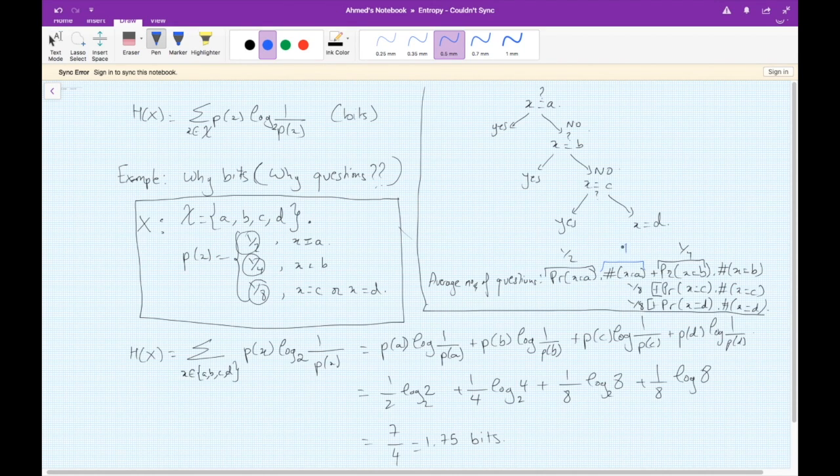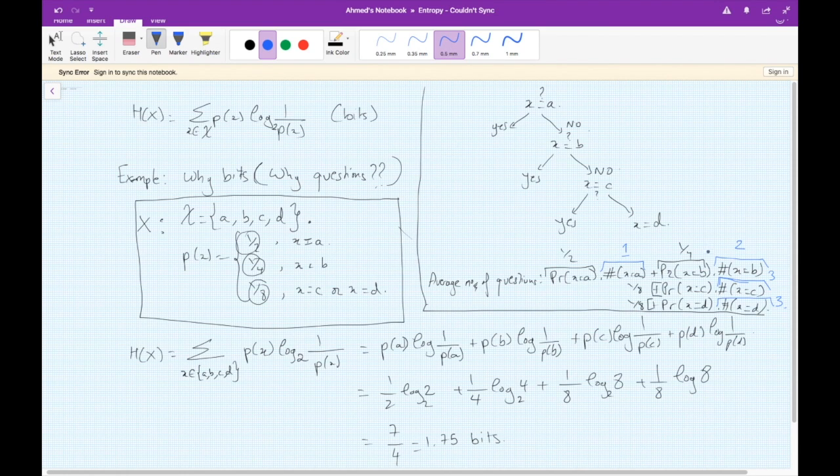Now, what is the number of questions I need to arrive at a? We only asked one question. Is x equal to a? If yes, then I asked only one question, right? Now, what is the number of questions I need to arrive at b? If x is truly equal to b, then we start. Is x equal to a? No, that's one question. Is x equal to b? Yes, so it's 2 questions. What is the number of questions I need to arrive at c? You could see that it's 3 questions. And similarly, x equal to d is also 3 questions.